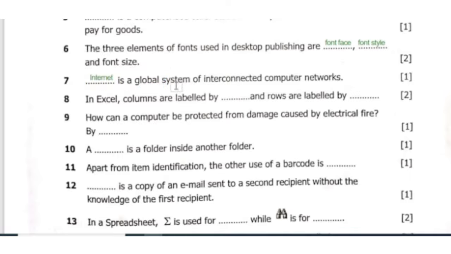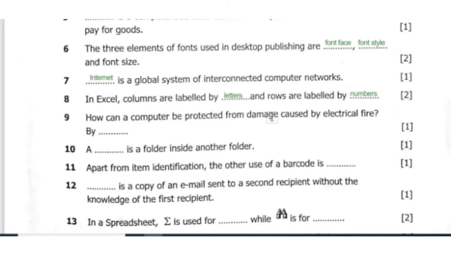Okay, we come to number 8. In Excel, columns are labeled by letters, and rows are labeled by numbers.